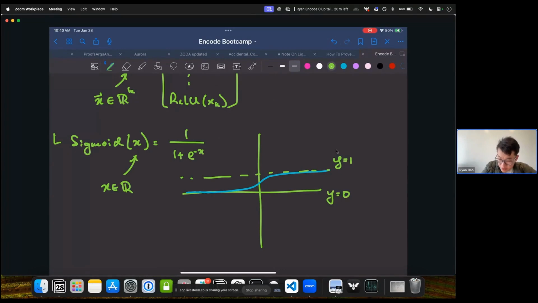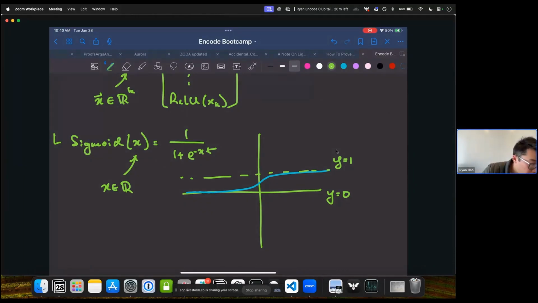In particular, you can see that if x is really, really small, then e to the minus x, where x is a really large negative number, will be huge. So 1 over 1 plus something which is huge is tiny, because it's 1 over a huge number. Similarly, when x is really, really big, e to the minus x is close to 0. And so this whole thing becomes close to 1 divided by 1, which is just going to be 1.